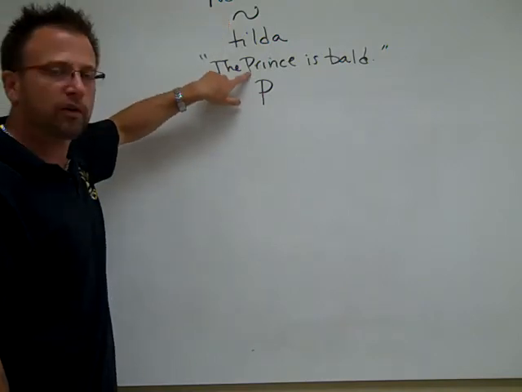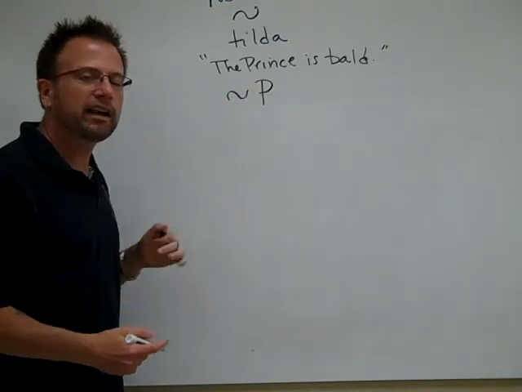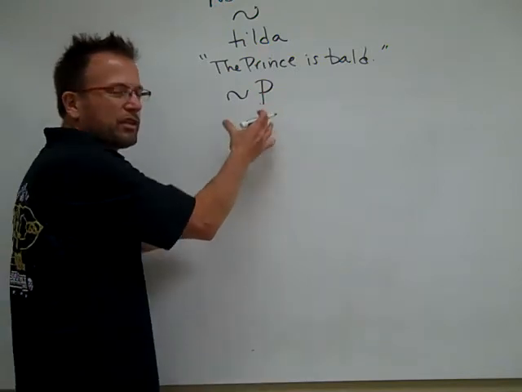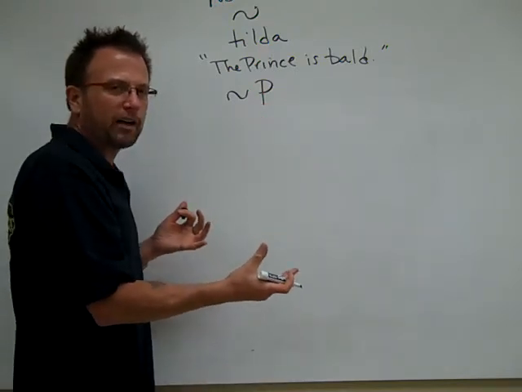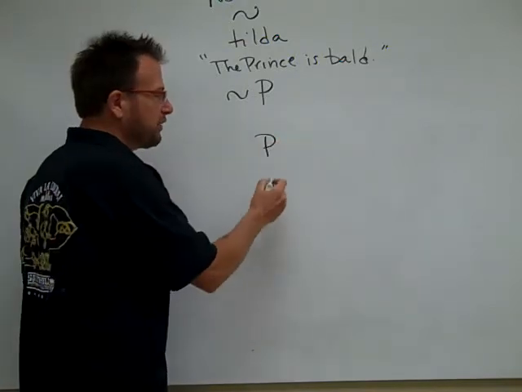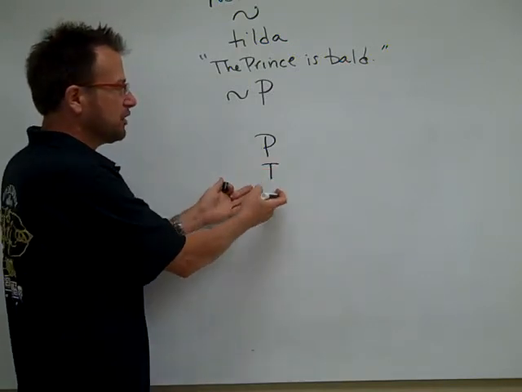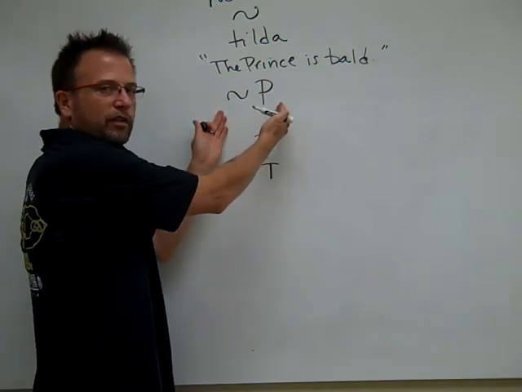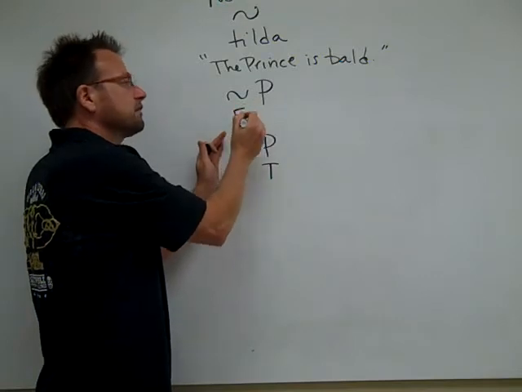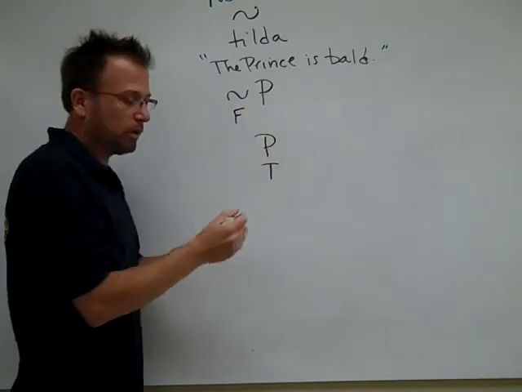So if P stands for the prince is bald, tilde P stands for it is not the case that the prince is bald. So what is the truth operation required by the tilde? Well, what if the prince is bald? What if that statement is true? If the statement the prince is bald is true, what would the truth value of the statement it is not the case that the prince is bald be? It would be false. So if P is true, then tilde P would be false.